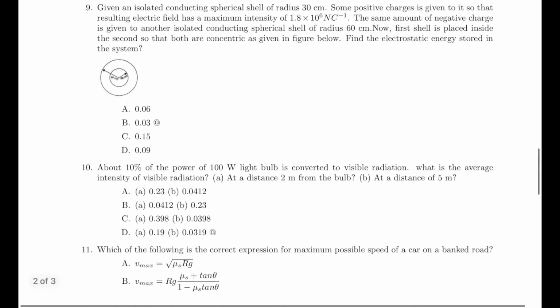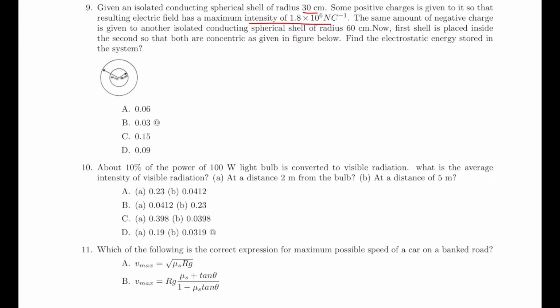Question number 9 says, given an isolated conducting spherical shell of radius 30 cm, some positive charge is given to it so that the resulting electric field has a maximum intensity of 1.8 × 10^6 newton per coulomb. The same amount of negative charge is given to another isolated conducting spherical shell of radius 60 cm. The first shell is placed inside the second, so that both are concentric, as given in the figure below. Find the electrostatic energy stored in the system.